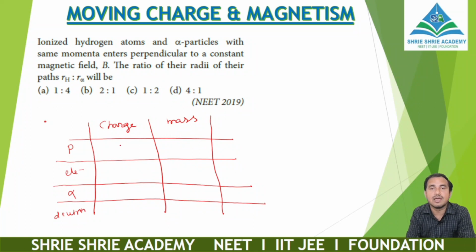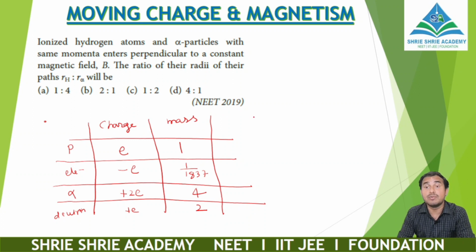So it is relative charge. Charge of proton is e, mass is 1. Electron has the same magnitude of charge, but mass is 1 by 1837. Alpha particle charge is plus 2e, mass is 4. Deuterium charge is plus e, mass is 2. This information is very important, you have to remember it, but this is only applicable when you are finding the ratio, otherwise these things will not be used for solving the question. If mass of proton is 1, then mass of alpha particle is 4. It is a relative value.